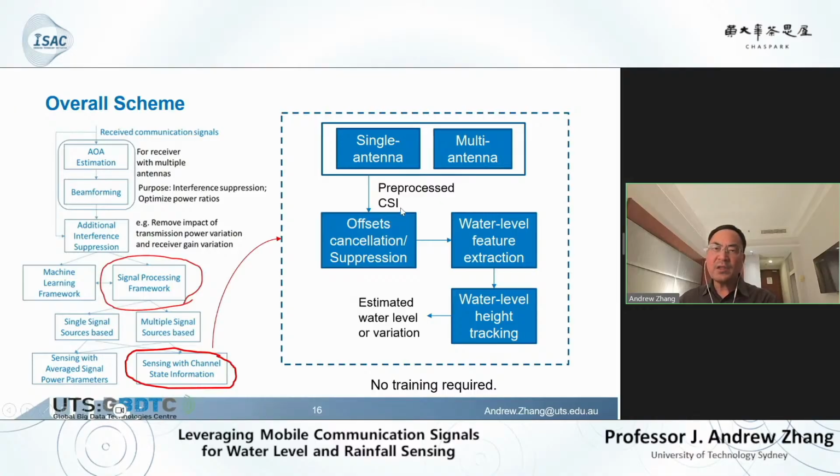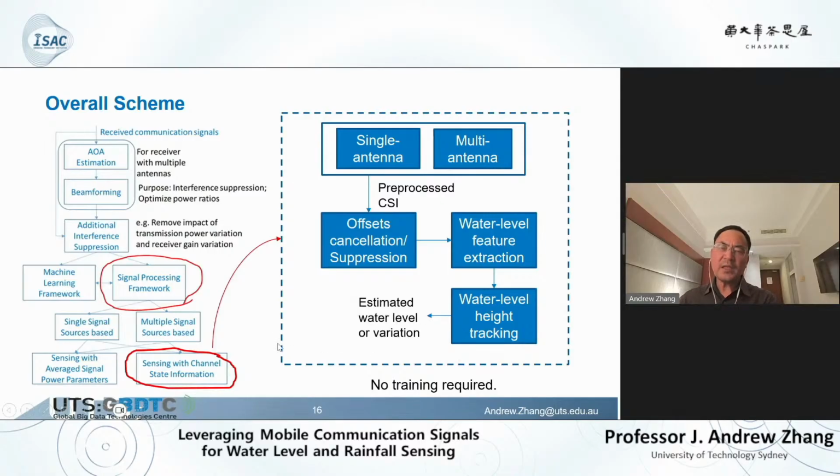So for the captured carrier frequency signal, we first apply a bistatic sensing technique to remove the offsets, while at the same time, we try to suppress various interferences. And then we extract the water level feature, and then we do a translation from the estimated propagation path to the actual water level, right? Sometimes we also need some smoothing technique based on, for example, a Kalman filter, etc., to smooth instantaneous estimates and get improved output.